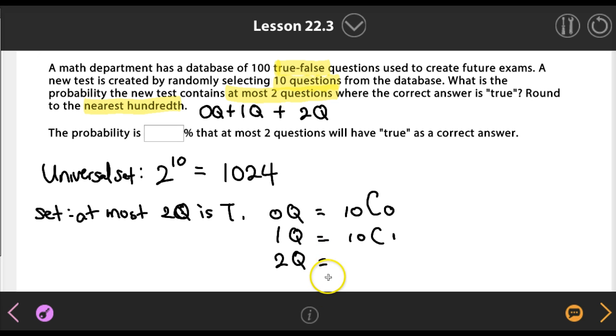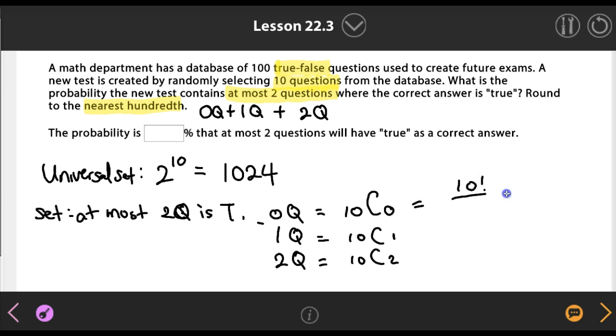How many different ways can you have 2 questions out of the 10 where the answer is true? That means you answer 2 of them true and 8 of them false. There are many different ways, so out of 10, you are choosing 2. And then you're going to add all 3 of them. Let's work this out.